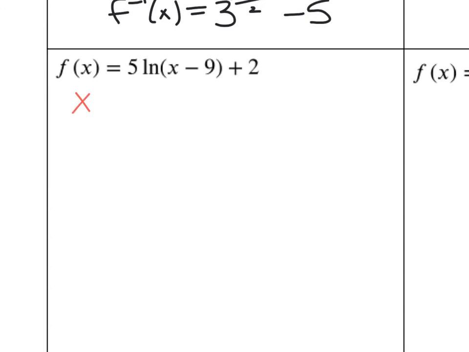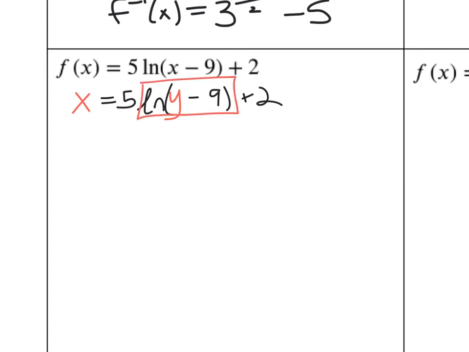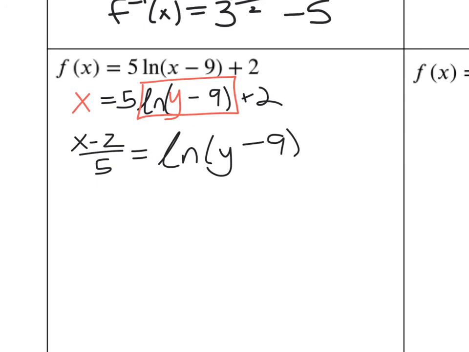First step, switch x and y. Now we're going to isolate our base. So my two steps are to minus 2 and divide by 5. Now I need to convert. It's a logarithm, so I'm going to convert it to exponential.